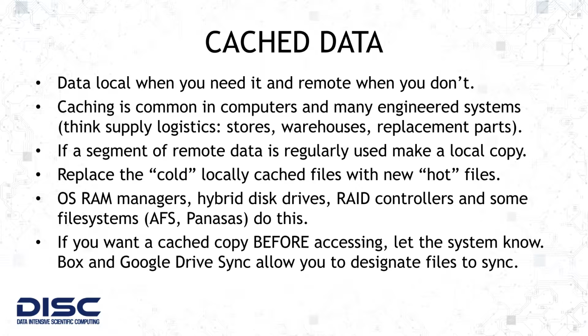But what if you want to have a system immediately ready for you? You might want to let the system know beforehand that you're going to be accessing that. A simple example you might think about is Box and Google Drive Sync, where you can designate which directories or which files you want to be cached locally on your laptop so you can work with them on a regular basis, and which directories you do not want to have cached on your laptop, that can just exist remotely and you can get access to those as need be.